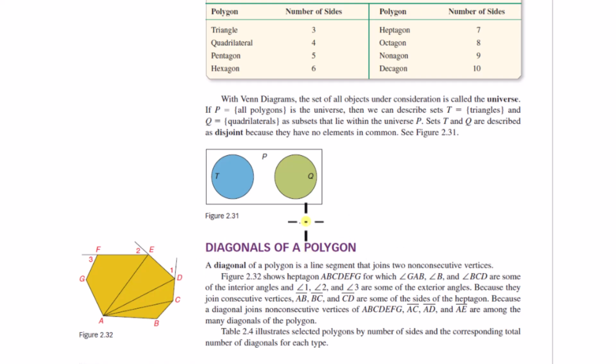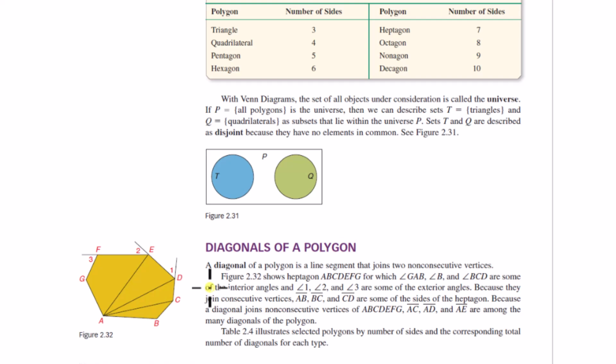Diagonals of a polygon. A diagonal of a polygon is a line segment that joins two non-consecutive vertices. So it's not just any vertices. This is not a diagonal of this polygon. It's got to be a line segment that's joining, not a curved line or anything. A line segment that joins non-consecutive vertices.